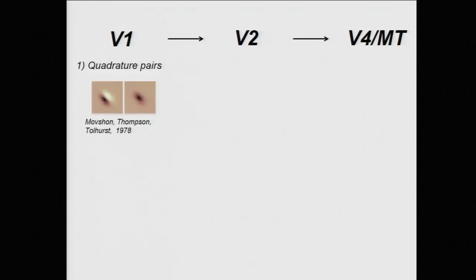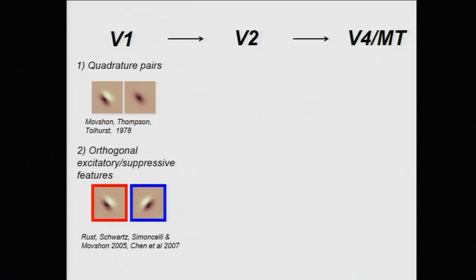So, in summary, one can build on the knowledge. So we know that signals go from V1 to V2 and to V4 and MT. And there are certain properties of signals in V1 such that the neurons are often sensitive to combinations of features and form quadrature pairs. So that's the canonical model of complex cells. In V1, we know that their orientation selectivity is enhanced by combining excitatory and suppressive features in approximately orthogonal manner.